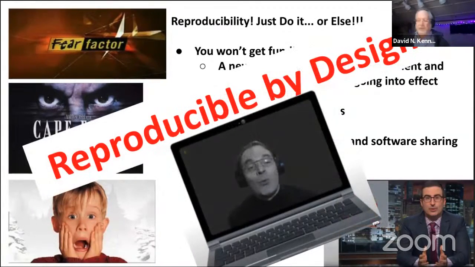And so ultimately, adopt reproducibility by design. That's much easier than doing reproducibility at the end.